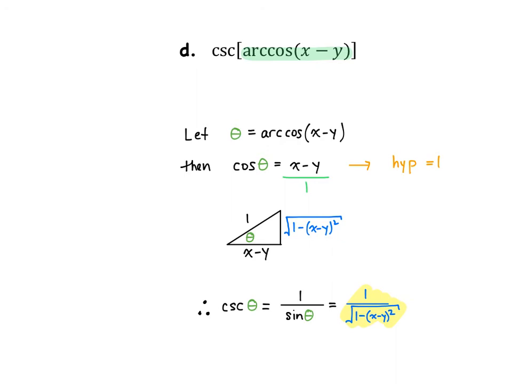So then we can go ahead and say, well, that means the cosecant of theta, this entire quantity, is really equal to 1 over the sine of theta. And then when we go through and we use our triangle to figure out what the sine of this angle is, we get 1 over the square root of 1 minus (x minus y) squared.